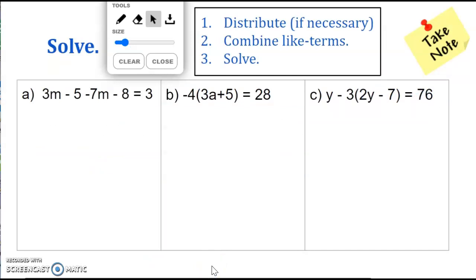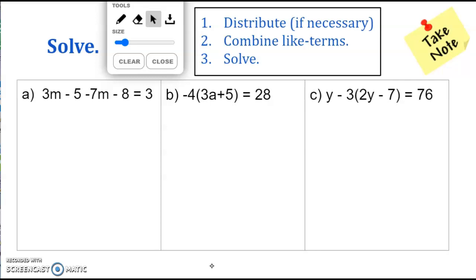So I'd like you to pause the video and see if you can solve. Remember, solve means find the value of the variable that makes the equation true, so that the left-hand side is equal to the right-hand side. And the steps that we need to think about are distribute if necessary, combine like terms, and then finally solve. So please pause the video and solve them. And I am going to work through the problems, assuming that you have had a chance to do so.